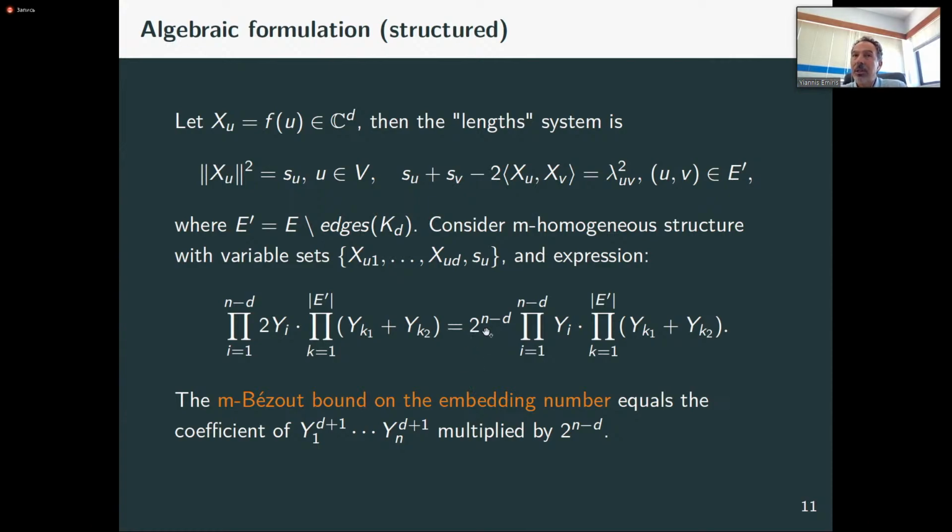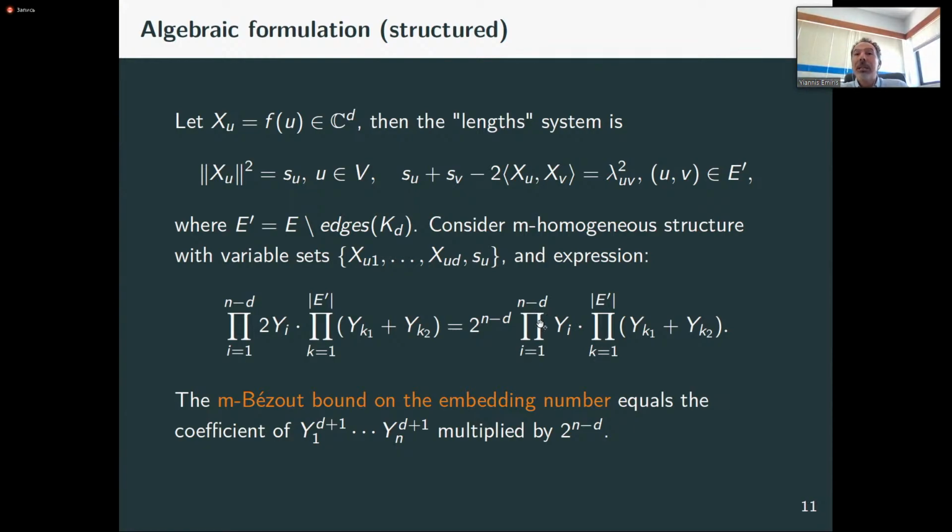And then I'm looking at the coefficient of this term, multiplied by the product of 2 to the n minus d. Now recall here, n is the number of vertices, so the number of variable sets, and d is the dimension of the space, which equals the number of coordinates when I embed the vertex. That's why I'm using n and d in this way, which is strange for algebraists, but it comes from graph theory. N is the number of vertices in the graph, and d is the embedding dimension.